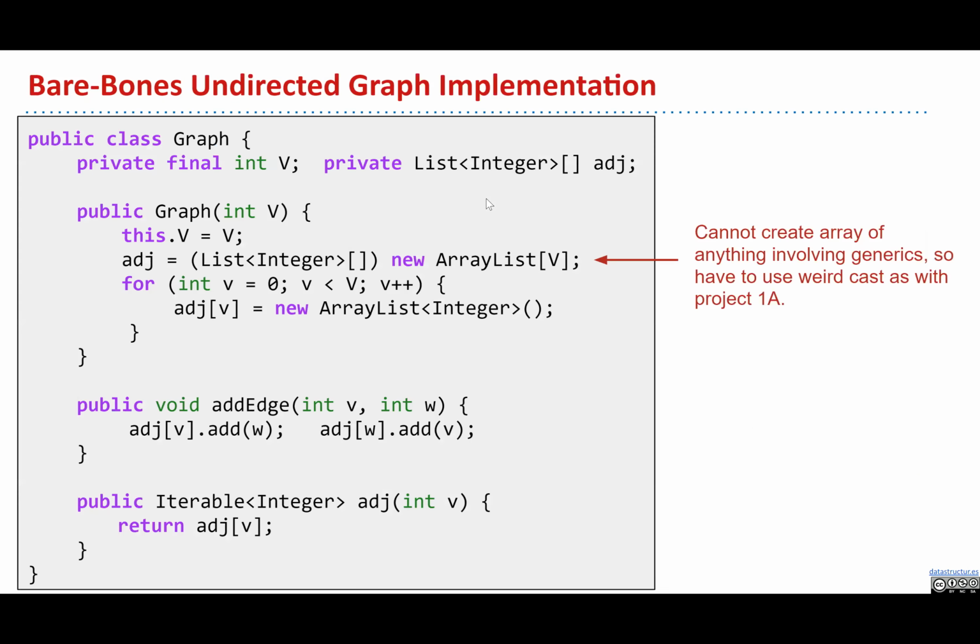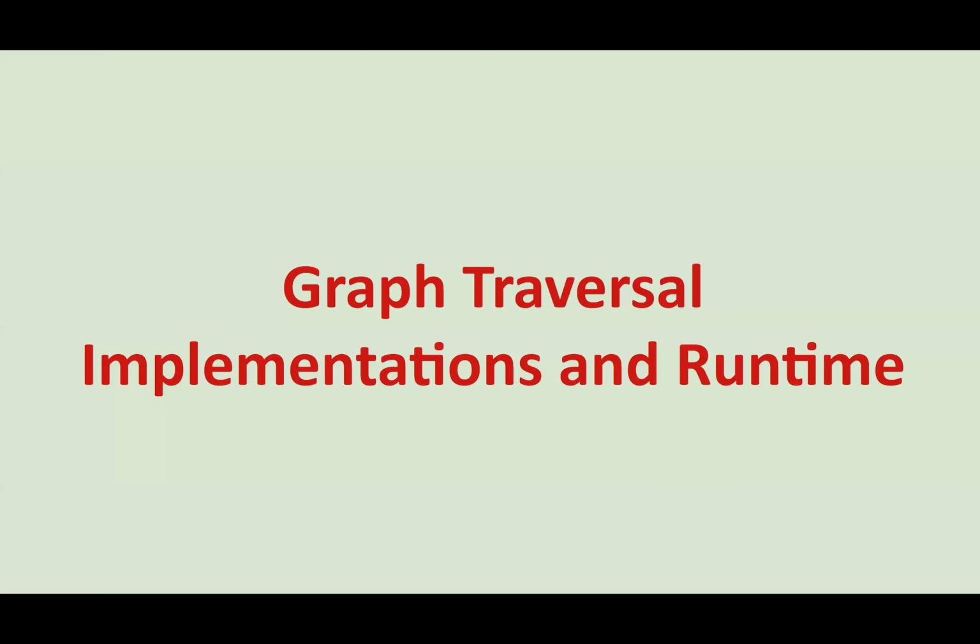If you wanted to look at how undirected graphs are implemented in the Princeton library, it looks something like this. You're welcome to use something very similar for project 2B or not, whatever feels right.